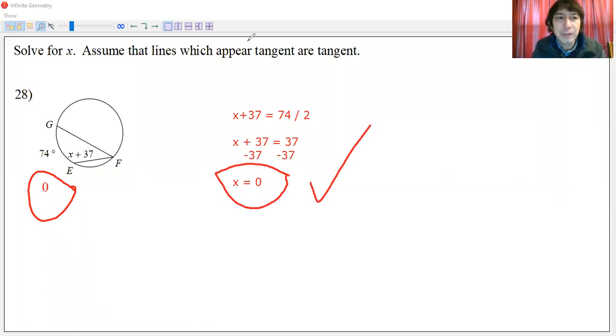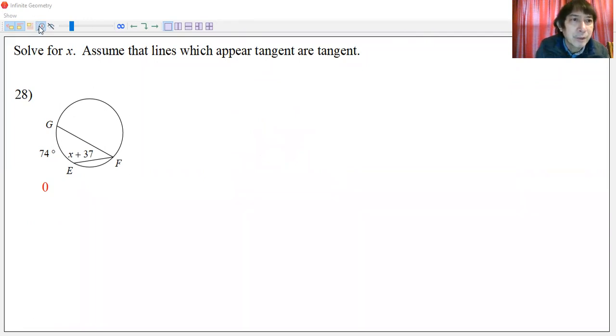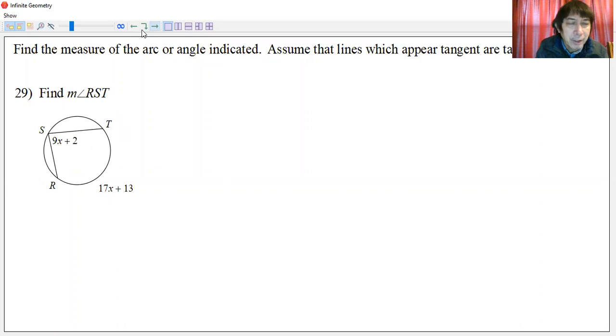Number 29. Let's continue with number 29. Here's the number 29 drawing. We still have a case of two intersecting chords, but one arc is 0, and so it is reduced to an inscribed angle. Here's our working equation. We have the arc 17x plus 13, dividing this by 2, this equates to the angle, and the angle is 9x plus 2.